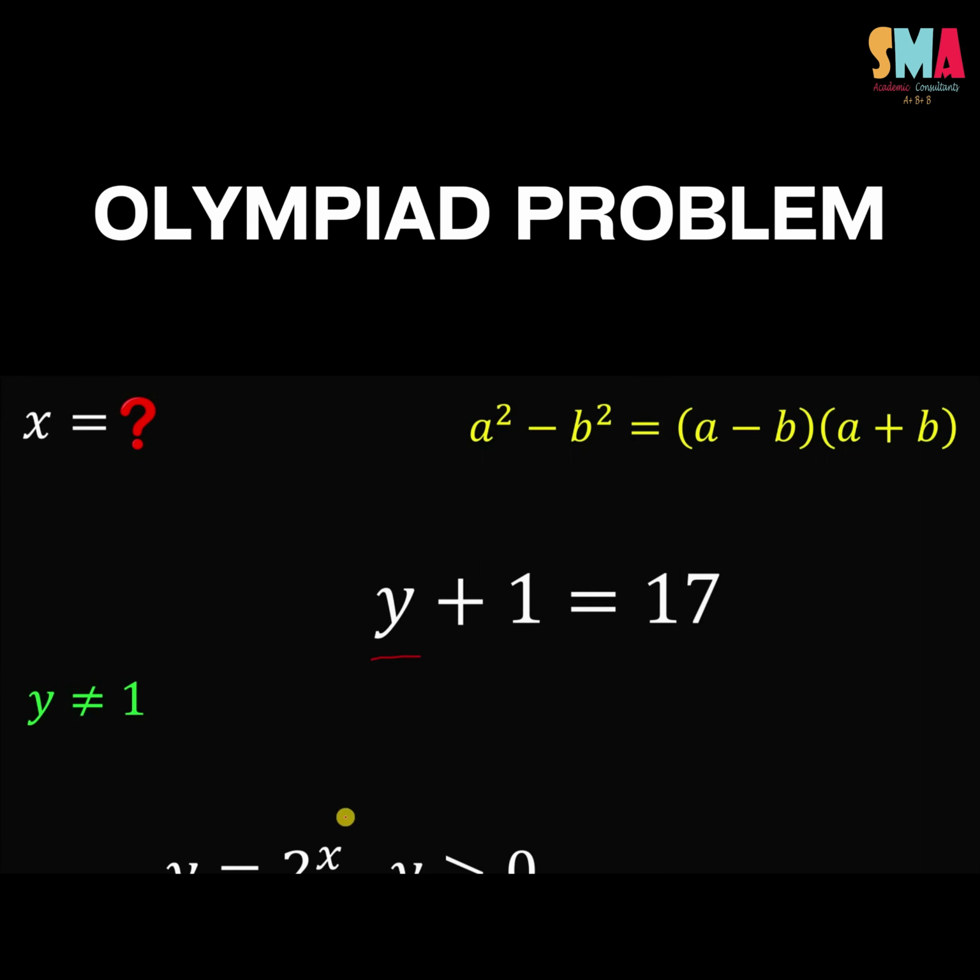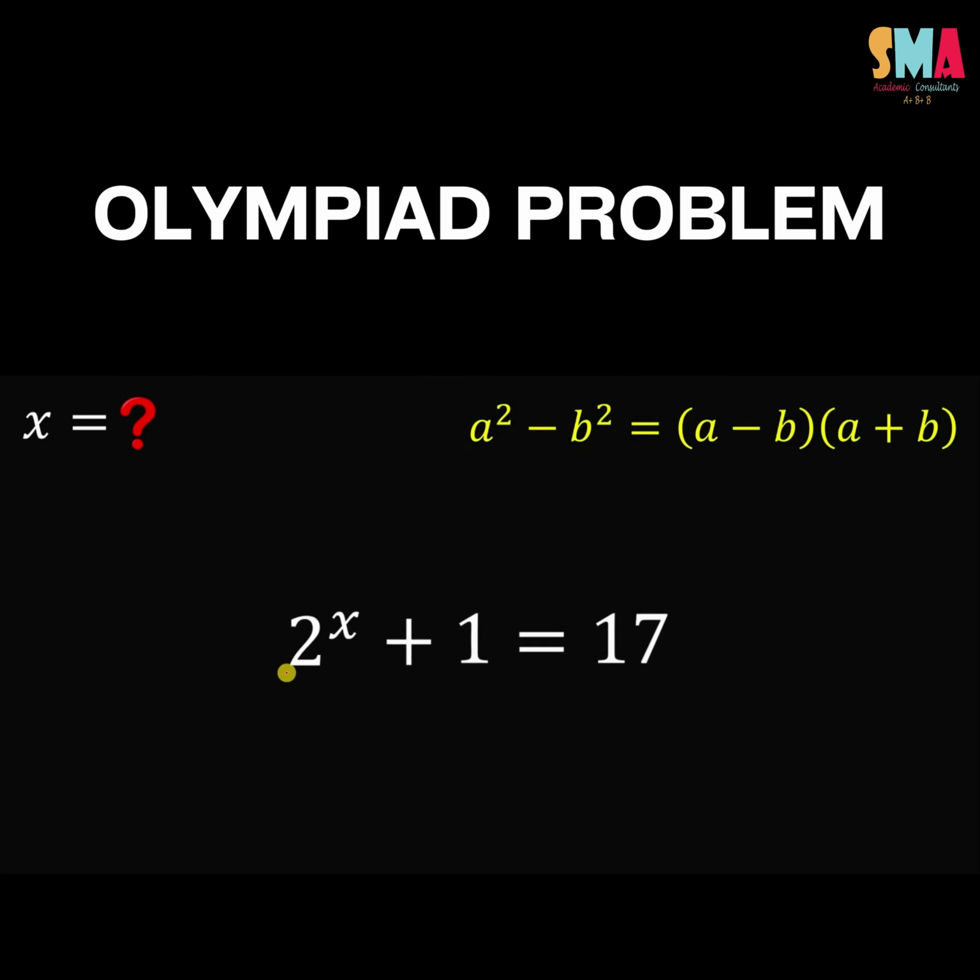Now, we can solve for the value of x because we know y must be equal to 2 raised to the power of x. So we can replace this y with 2 raised to the power of x. So we have 2 raised to x plus 1 equals 17. Now, let's subtract 1 on both sides and let's solve for the value of x. 17 minus 1 will give us 16. And take note, 16 can be written as 2 raised to the power of 4. So we can replace 16 as 2 raised to the 4th power.